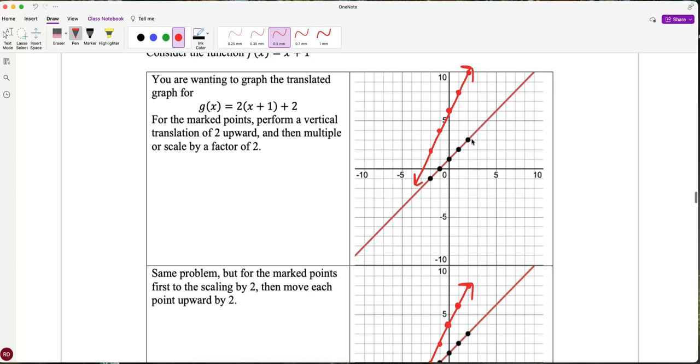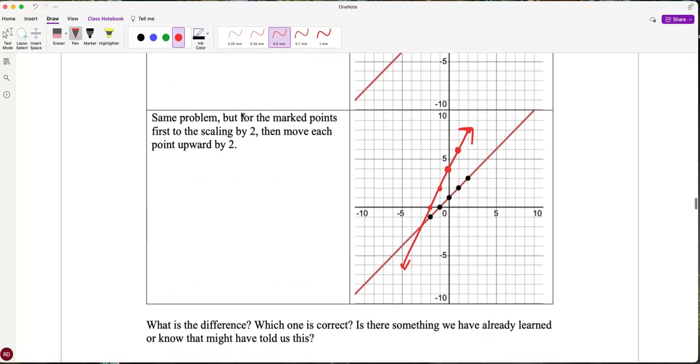Now, which one is correct? So clearly, this means up 2 and this means double, okay? Look at order of operations. Order of operations would tell you to do what? It would tell you to do the multiplication first, okay? So this one is correct because it follows order of operations.